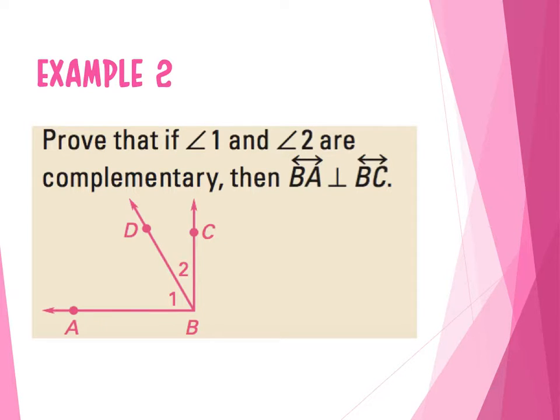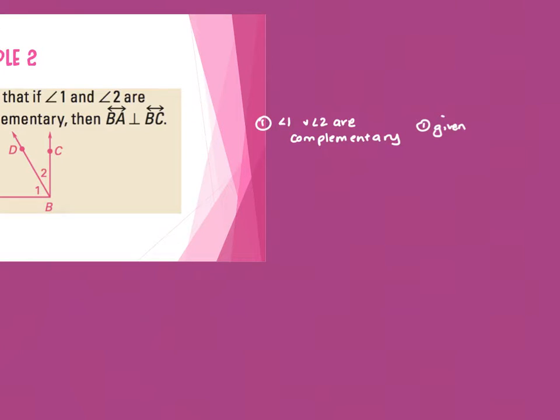All right, example 2, prove that if the measure of angle 1 and the measure of angle 2 are complementary, then BA is perpendicular to BC. See if you could do this. All right, who thinks they have the second step? Gio. Measure of angle 1 plus the measure of angle 2 equals 90 degrees. How many of you had that step? Okay, what's the reason? Definition of complement.